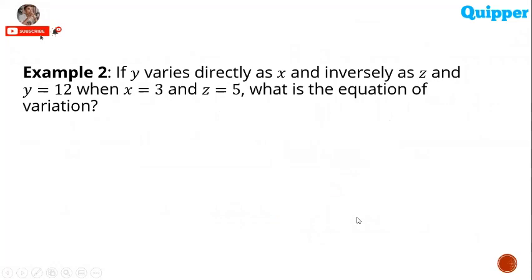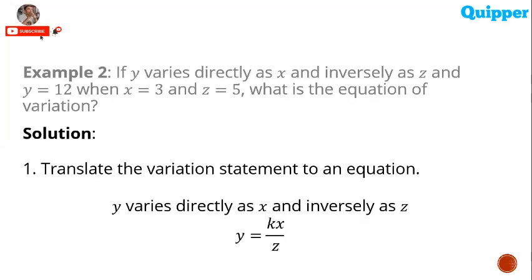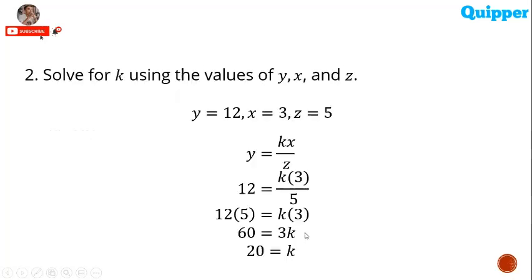Again, it's a combination of a direct and an inverse variation. Second example, if y varies directly as x and inversely as z, and y is equal to 12 when x is equal to 3 and z is equal to 5, what is the equation of variation? This is similar to the previous example. First, translate the variation statement to an equation. Y varies directly as x and inversely as z. That is y equals kx over z, a combination of a direct and an inverse variation. Solve for k using the values of y, x, and z.